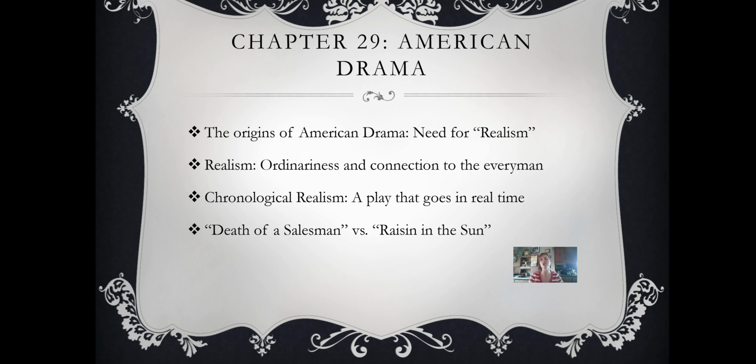This sense of chronological realism, a play is occurring in real time. It's not looking at kings and queens of the past. It's happening right now. And plays like Death of a Salesman, Raisin in the Sun, they all draw upon the reality that society wasn't perfect.